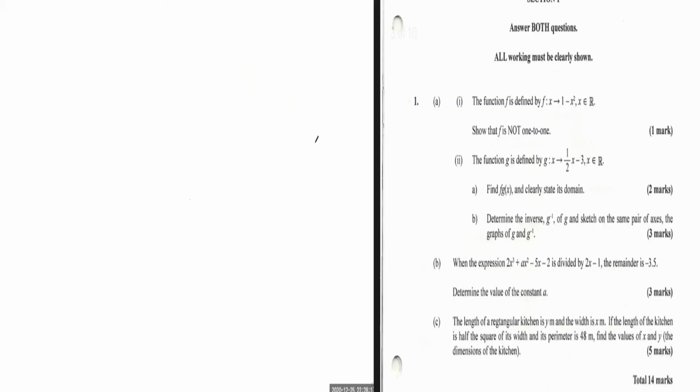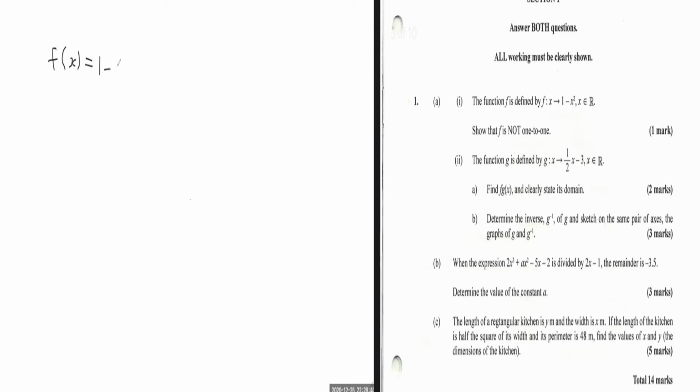All right. So looking at the first question, question 1. The function f is defined as f of x is equal to 1 minus x squared. And it says show that f is not 1 to 1. This is your function, 1 minus x squared.